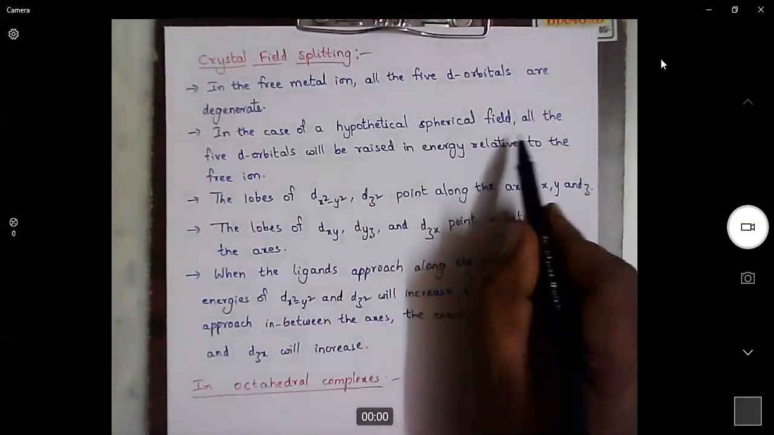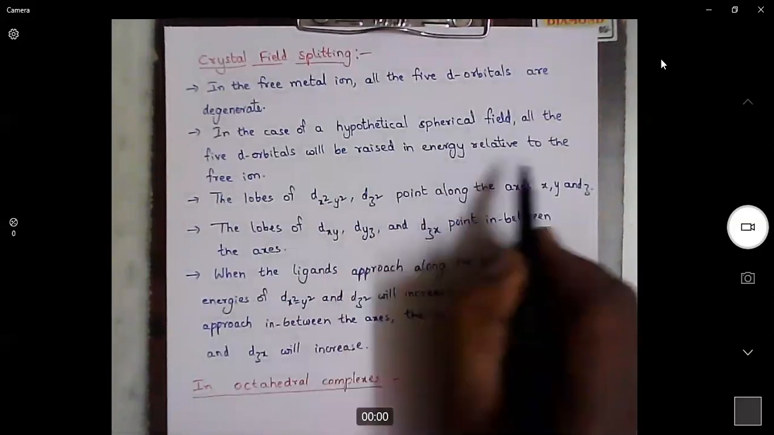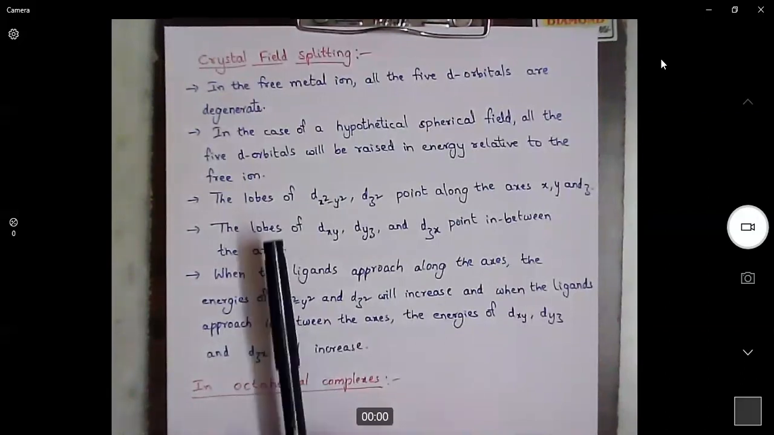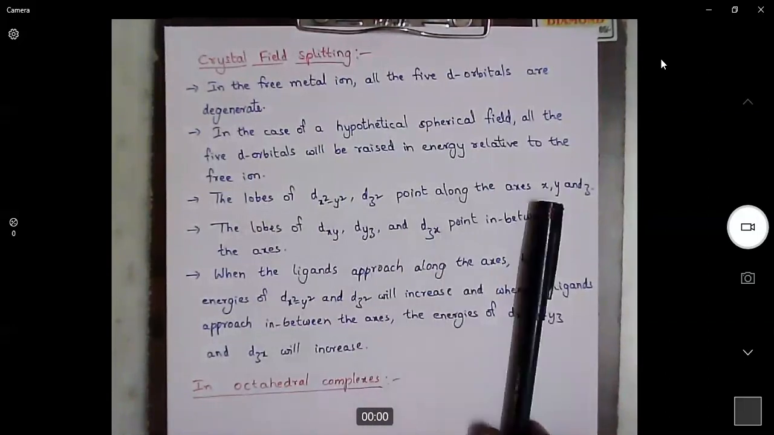So in a hypothetical spherical field, all the 5 d orbitals will be raised in energy relative to the free ion. When there is a spherical ligand field approaching the central metal ion, the electrons on the metal and the electrons on the ligand will have repulsions. Because of those repulsions, their energy will increase.